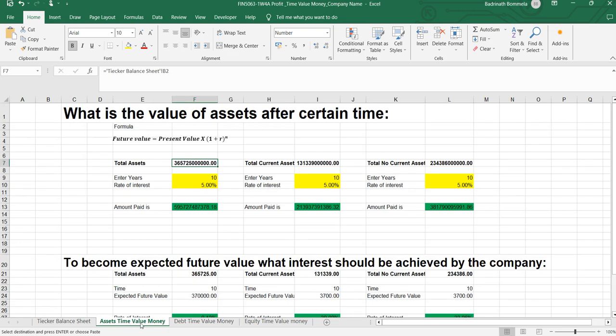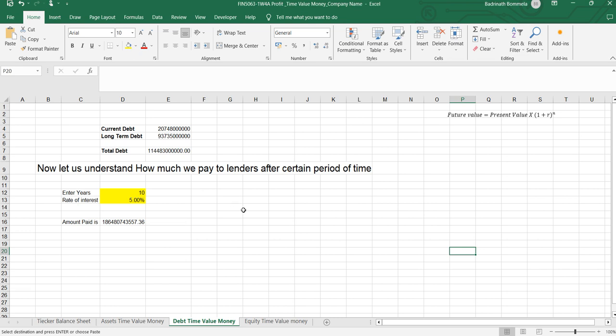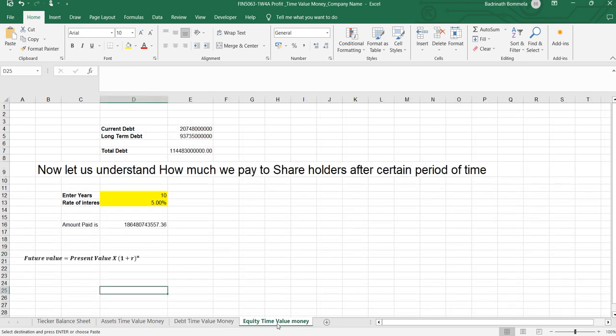Now let us try to understand. See, this page clearly explains how the time value money concept works on assets the company has. The next sheet explains how the time value money concept works on debt the company has. Okay. Next, the equity sheet. It's all about how the time value money worked on equity related value.